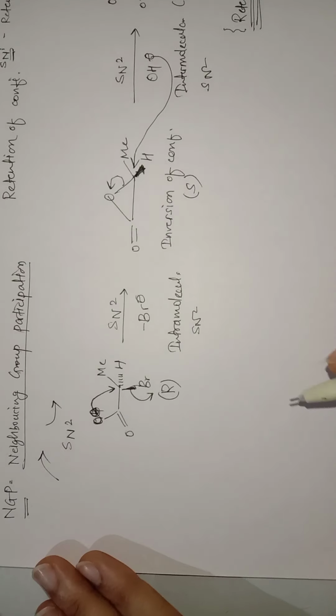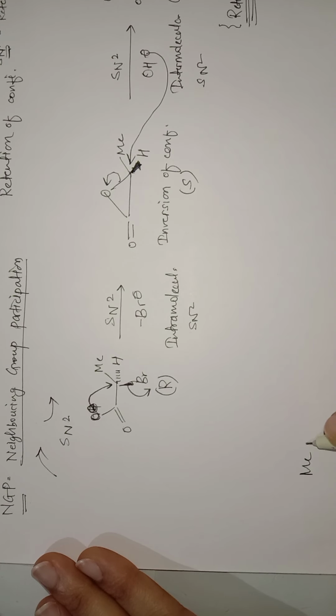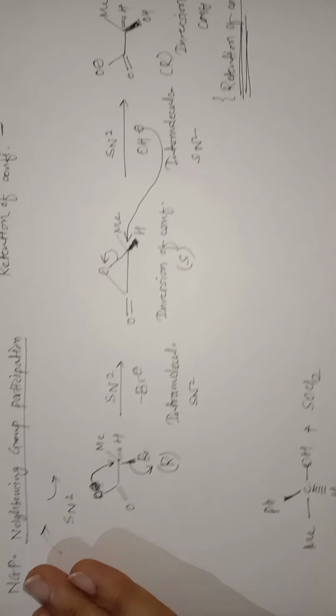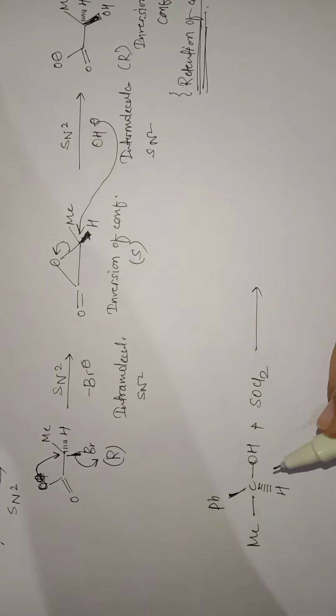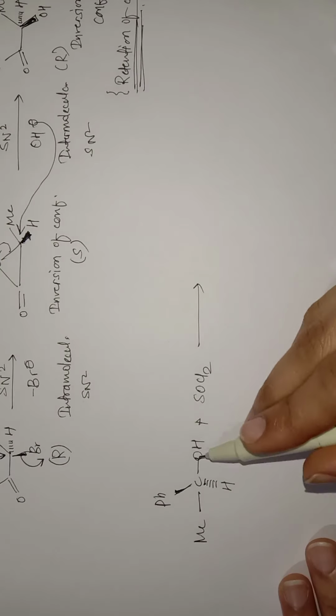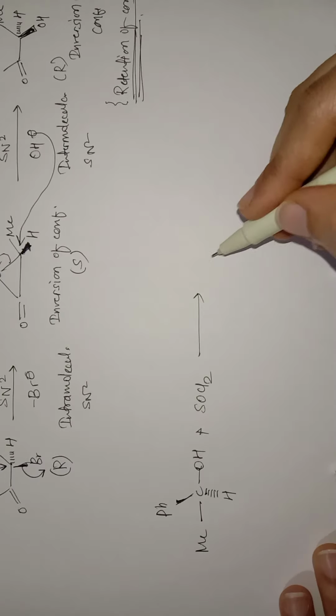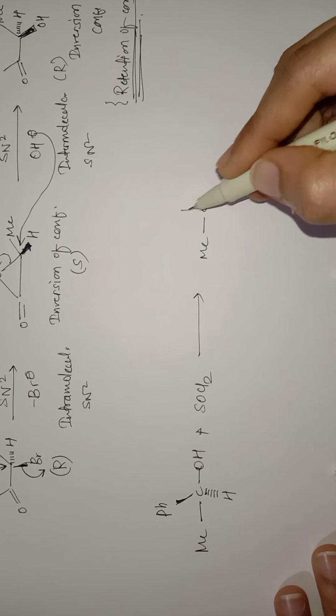Suppose we have an example. Suppose we have this molecule, a methyl and a phenyl group, 1-phenylethanol. In the presence of SOCl2, what happens? Chlorination will happen. This OH will be replaced by this Cl. So you will get this product.